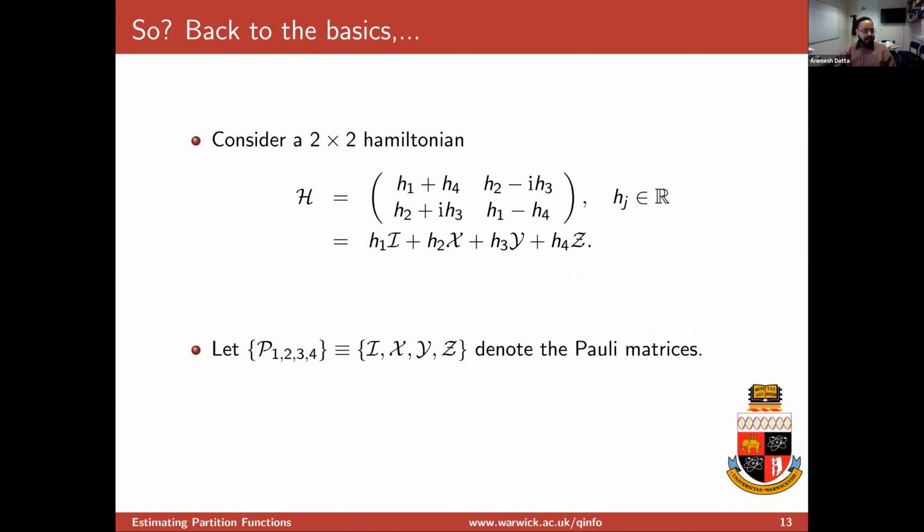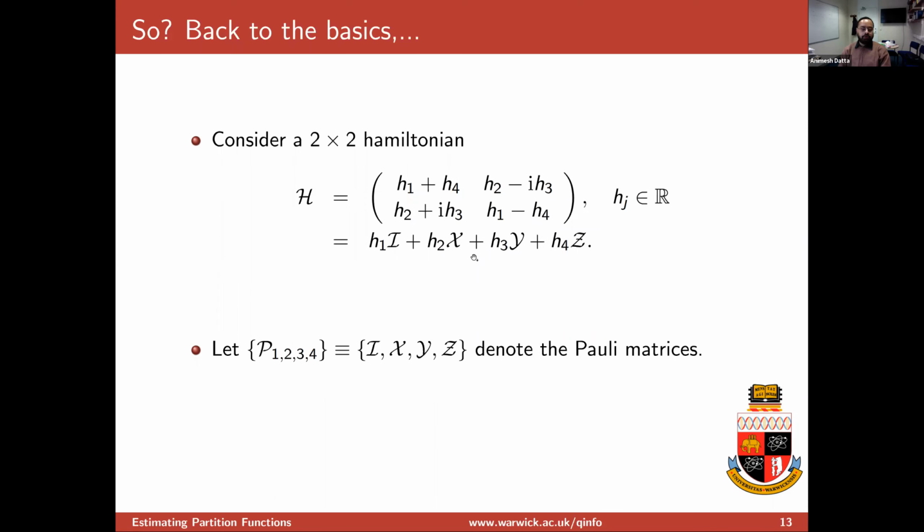So let's go back to the elementary basic things that we know about. Let's take the simplest non-trivial case, a 2 by 2 Hamiltonian. I can always write it as this kind of matrix where the H are real numbers, and then I can rewrite it as a sum of 4 terms where I is the 2 by 2 identity, and X, Y, Z are the Pauli matrices. So Z is 1 and minus 1 on the diagonal, Y is i and minus i on the off diagonal, and X is 1 on the off diagonals.